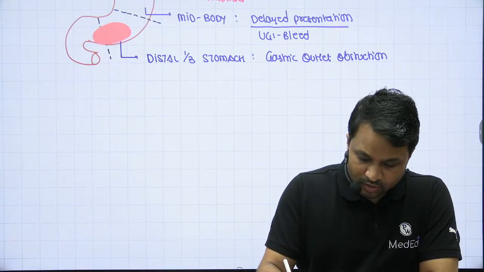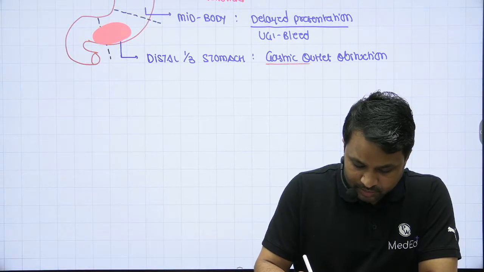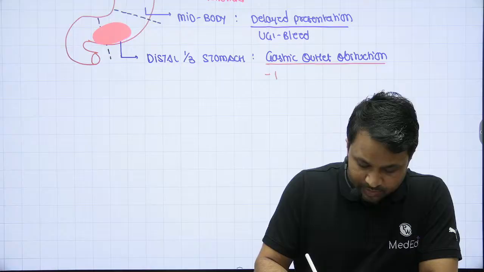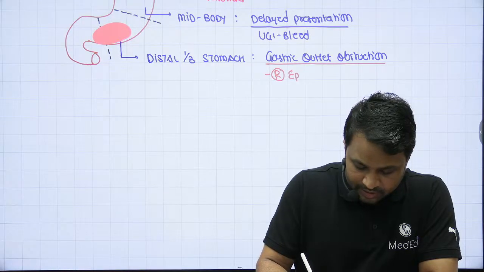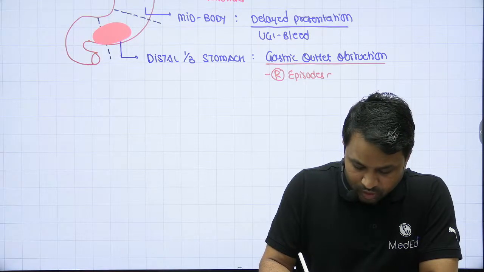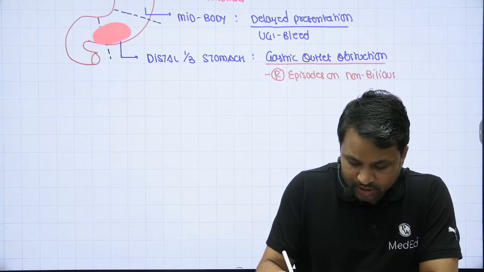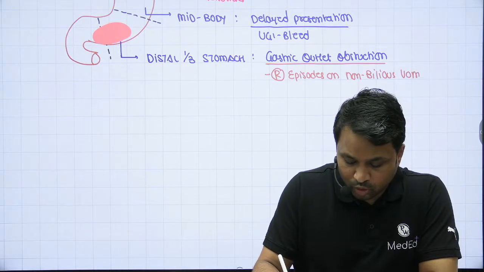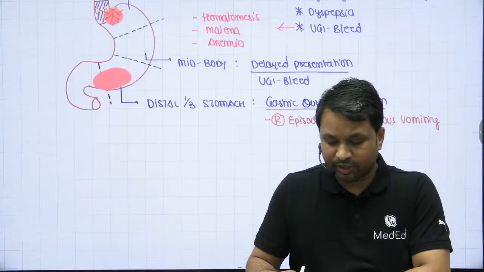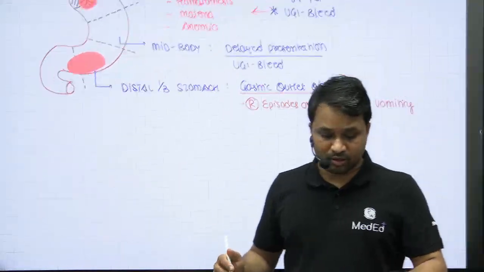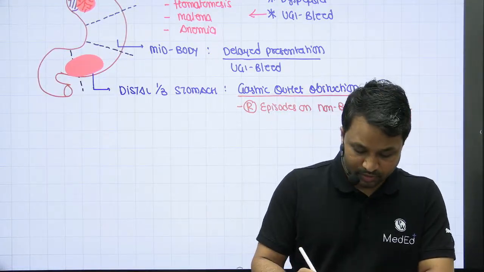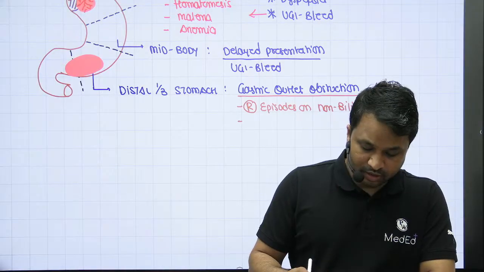In this gastric outlet obstruction, what are the features that you will see? The patient will have recurrent episodes of non-bilious vomiting. Now why non-bilious? I hope everybody knows that the bile duct opens onto the terminal part of the second part of the duodenum, and the obstruction is above the level of the duodenum. So there are repeated episodes of non-bilious vomiting.